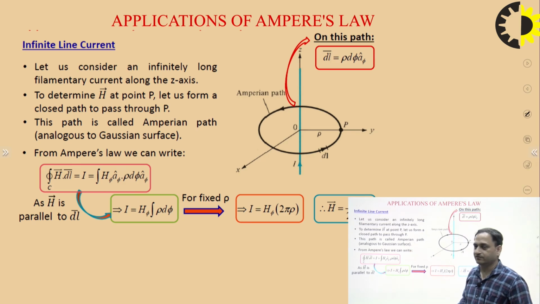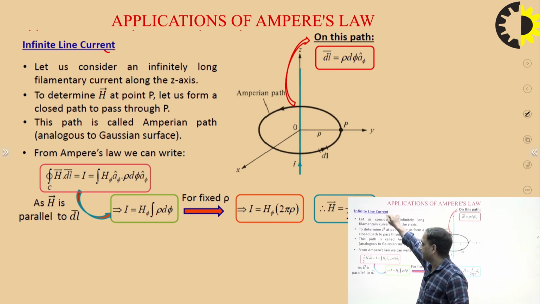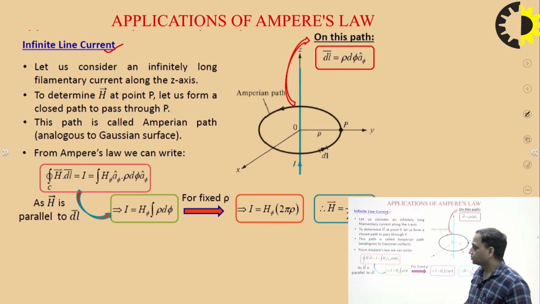To implement all these concepts which we have just discussed, we will take one example, one application of Ampere's circuital law: the infinite line current. In this case, we take a line current in which the current I is flowing.